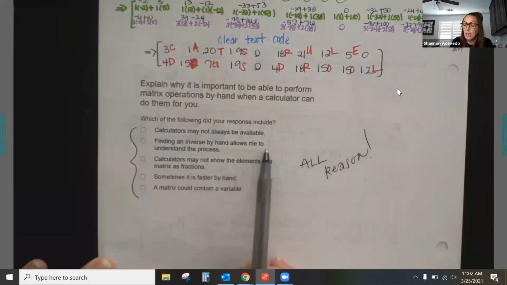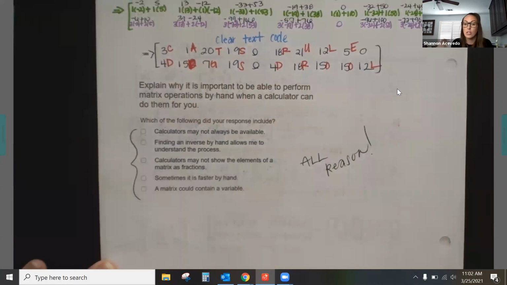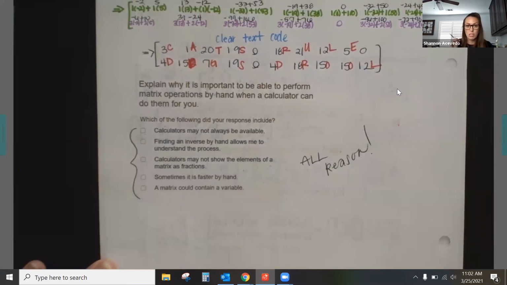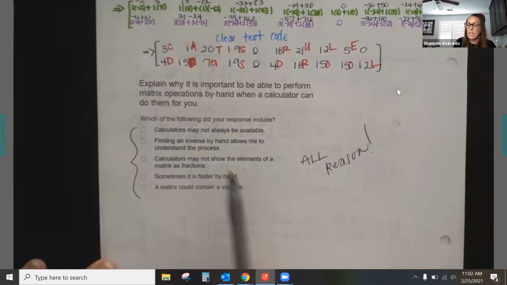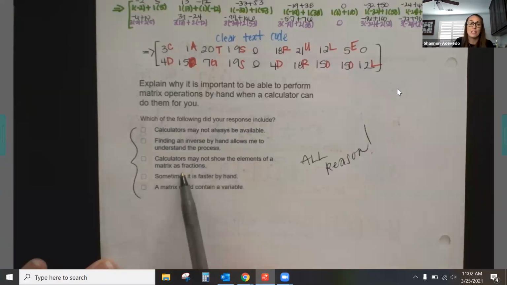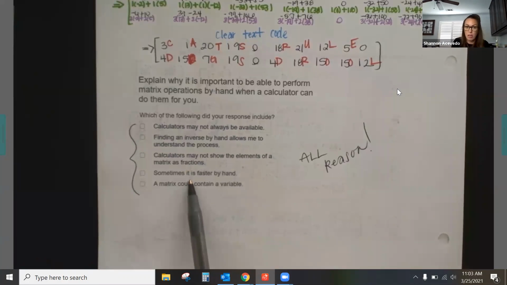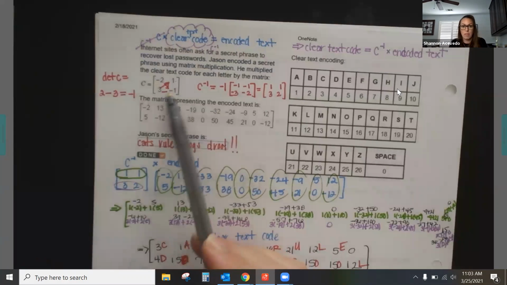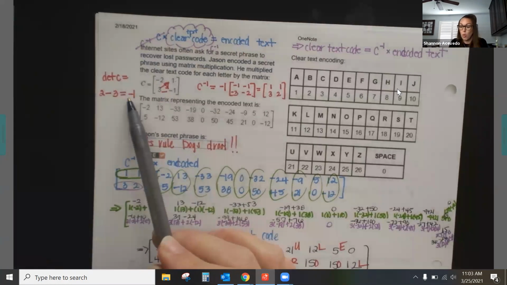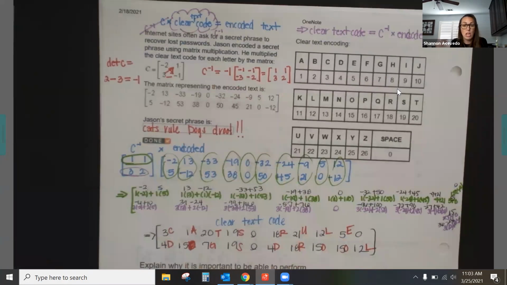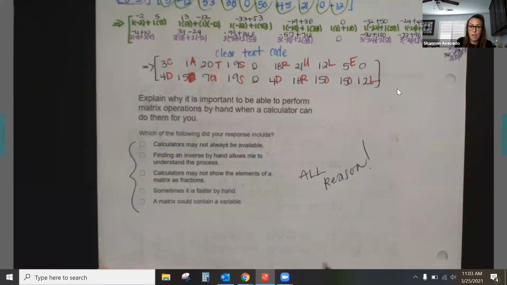Finding an inverse by hand allows me to understand the process. So you know how to do it if you could do it by hand versus you just plug it in. You don't know what's going on. Calculators may not show elements of a matrix as fractions. They may put it as a decimal, and so it might be hard to compare or to understand the data. Sometimes fractions are better than decimals and vice versa. Sometimes it is faster by hand. It's very true. By the time you pull out the calculator, if I wanted to know the determinant of this, it's way easier just to do this. Or even the inverse. By the time you type it in and get it all done, sometimes it's just faster.